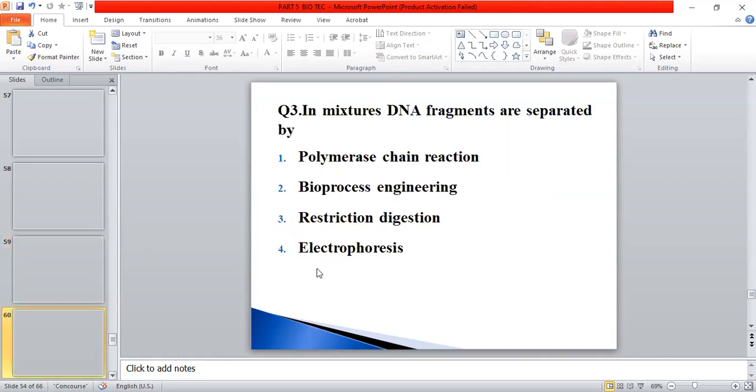Don't forget. The next one: in a mixture, DNA fragments are separated by which? Polymerase chain reaction, we already studied, is only for DNA amplification; we produce more amount, not separation. Bioprocess engineering will not come. Restriction digestion will not come. Electrophoresis is very, very important. Electrophoresis is the correct answer. We use electric current to separate molecules even in very minute quantity, particularly DNA, RNA, protein, or whatever it may be.